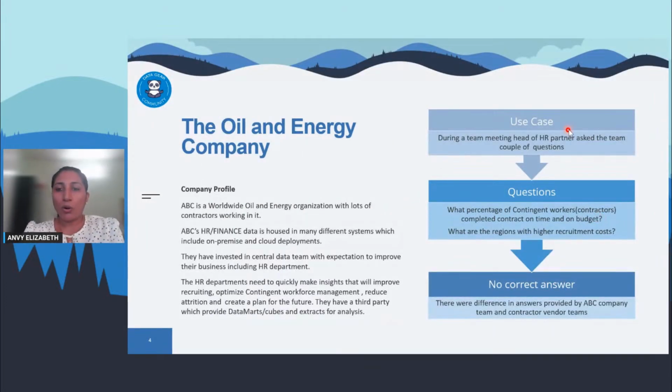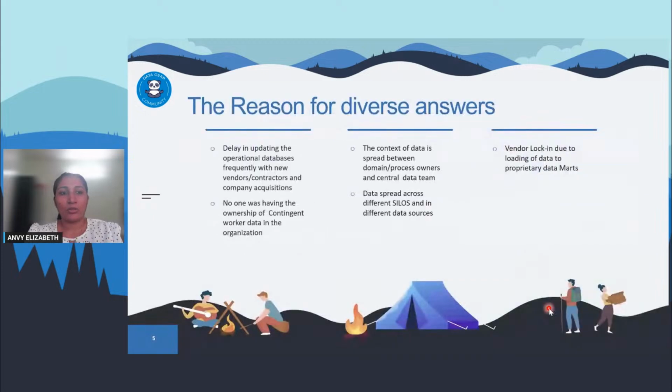All of these questions arise from a use case. There was a meeting in the oil and energy company, and in that meeting there were HR partners as well as vendors from different areas. The HR partner asked one question: "What percentage of contingent workers completed contract on time and on budget, and what are the regions with higher cost?" When this question arose, there were different answers provided by the other HR partners of the company, various answers. So, what was the reason for these diverse answers?